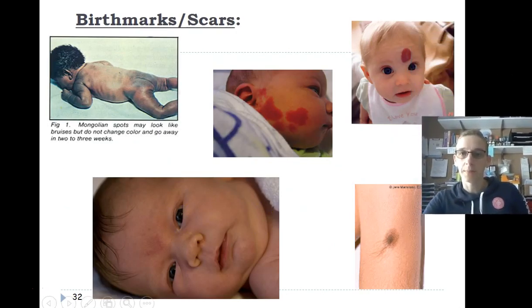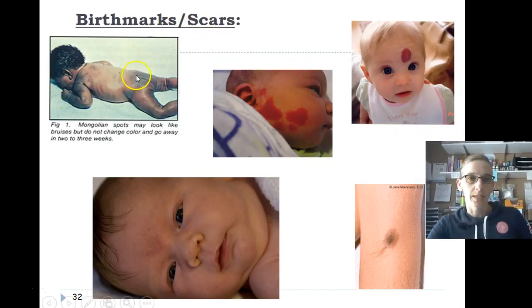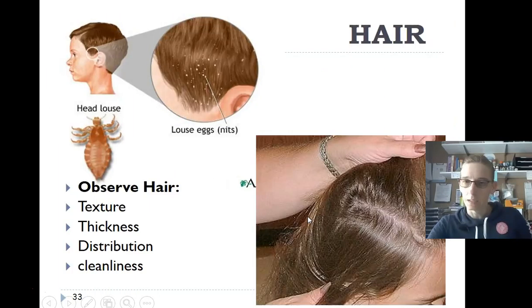So here's some different pictures for you. Mongolian spots. Okay, here's port wine stains. There's hemangioma. Right here are little stork bites. They're usually here and on the nape of the neck, so on the back of the neck. This one kind of got in here unexpectedly.